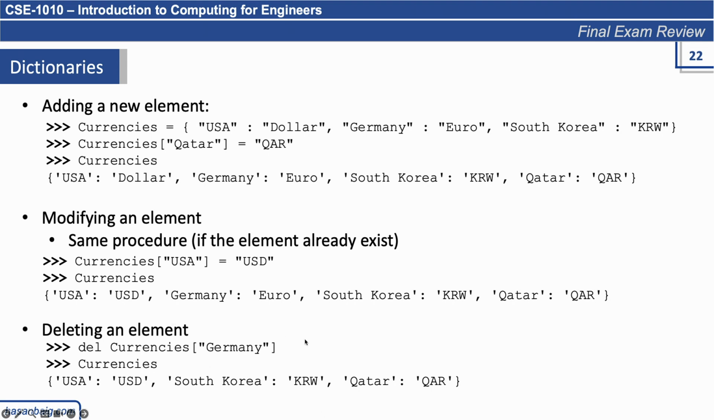We can also delete an element by using the keyword del, using the currencies dictionary name and any key. It will delete the key and its associated value. If the key does not exist, you will get an error, the key error. Okay, any question?